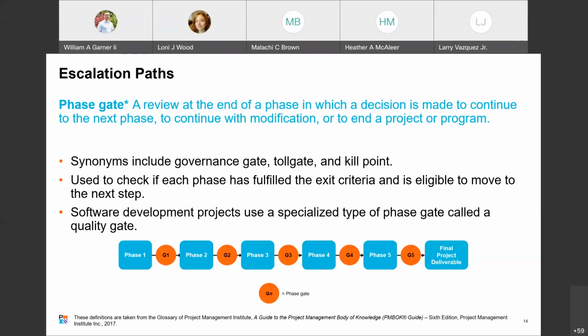A phase gate is also known as a governance gate, a toll gate, or kill point, and is a review at the end of a phase in which a decision is made to continue to the next phase or not. Each review is used to check if each phase has fulfilled the exit criteria and is eligible to move to the next phase. These criteria serve as thresholds for the project to continue. The advantage of this approach is that the project is controlled by incremental decisions based on information rather than one big decision based on speculation.